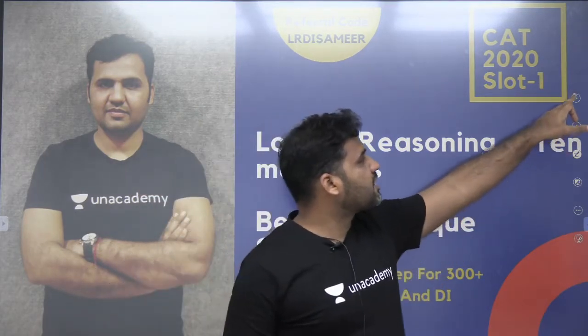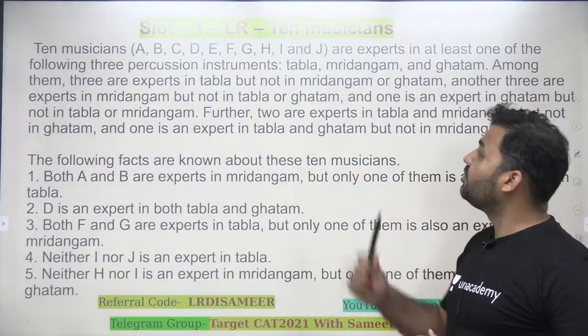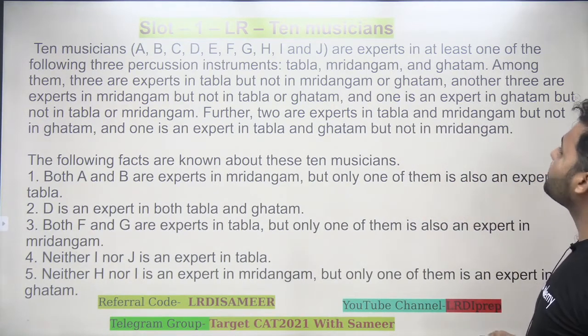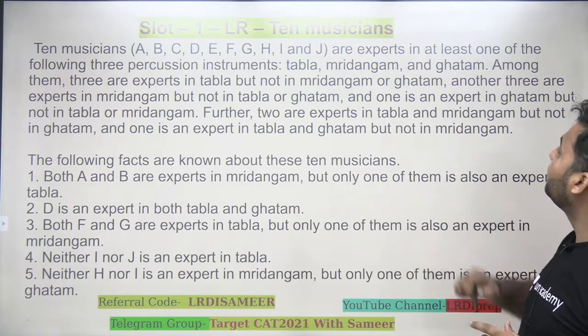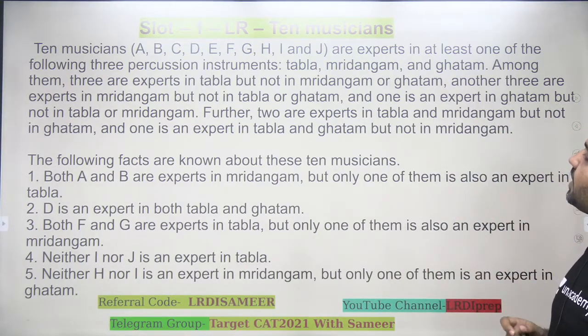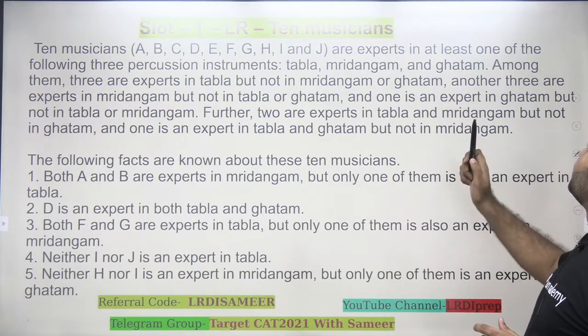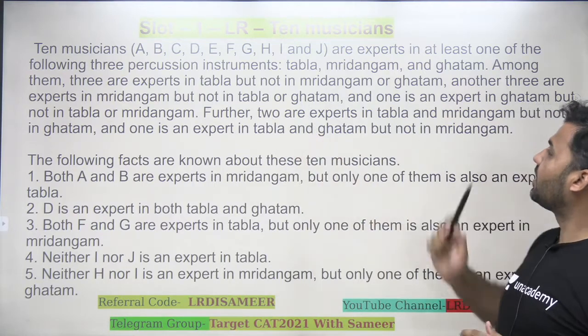Let's have a look at the set here. This is the set that we are going to discuss in this video. 10 musicians, A, B, C, D, E, F, G, H, I, and J are the experts in at least one of the following three percussion instruments: tabla, mridangam, and ghatam. Among them, there are three experts in tabla but not in mridangam or ghatam. Another three are experts in mridangam but not in tabla or ghatam.